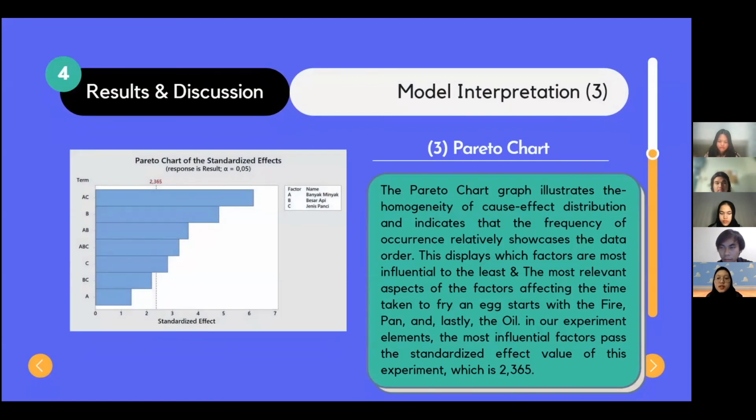For the Pareto chart, this displays which factors are most influential to the least. The most relevant factors affecting the time taken to fry an egg start with the fire, pan, and oil. In our experiment, the most influential factors passed the standardized effect value of this experiment, which is 2.365. Next.